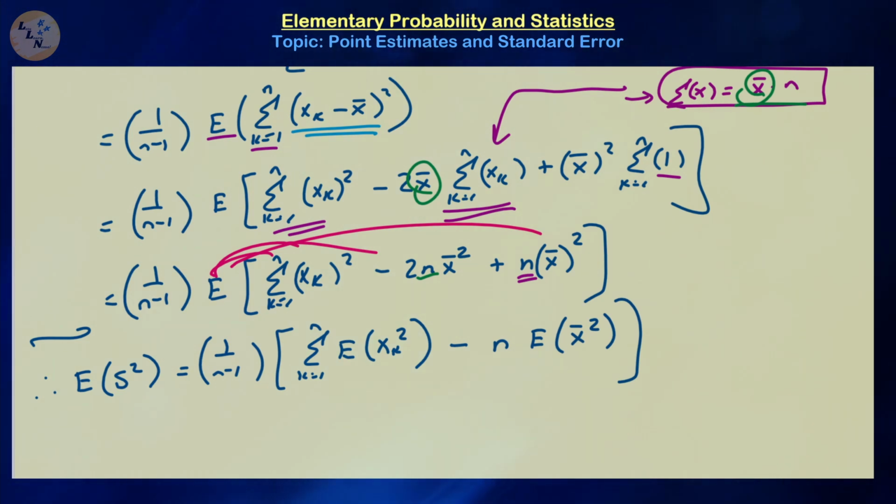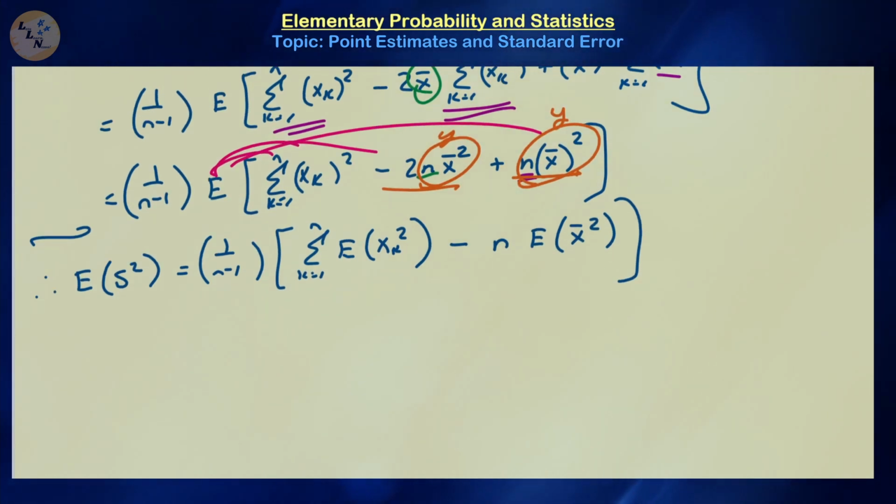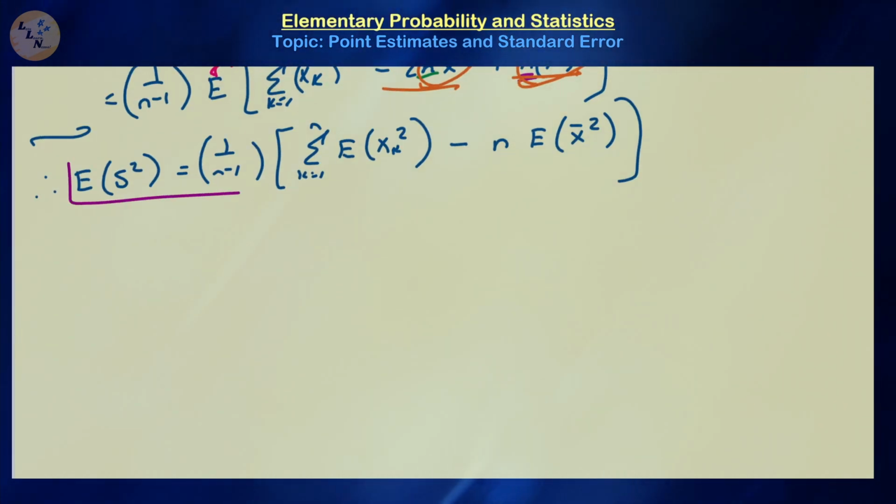Keep in mind we have x bar squared here, n of them, and we have negative 2n x bar squared. So if it helps you, you can replace n x bar squared with, for example, y. So we have negative 2y plus y, which is, of course, minus y. That's pretty much what we're looking at there. And we've just distributed our expected value, and we have this expression.